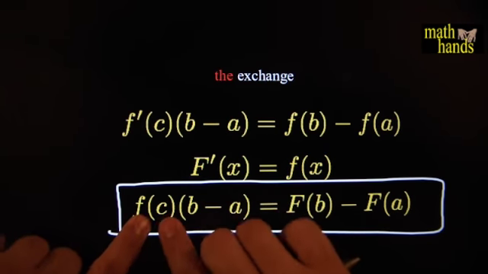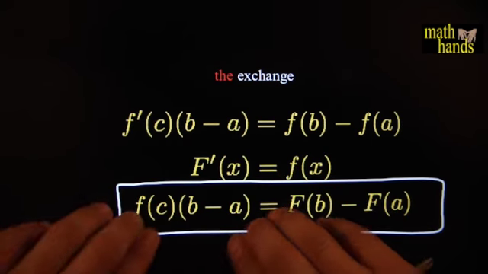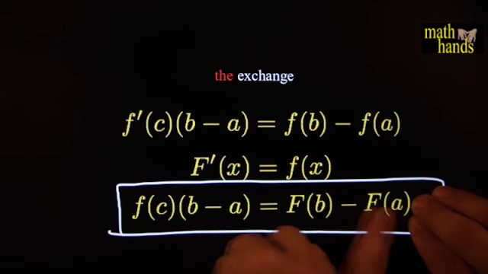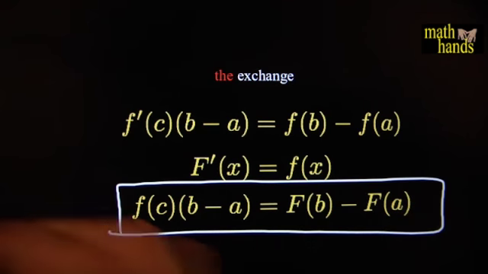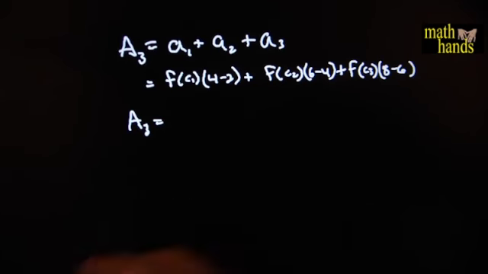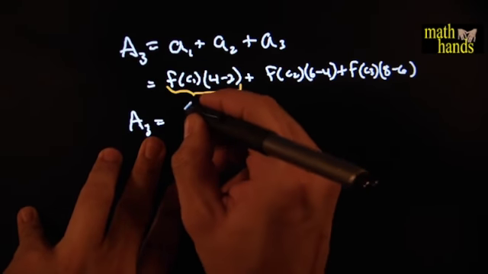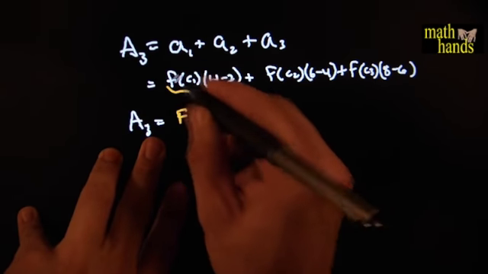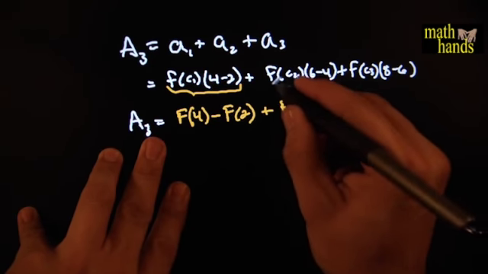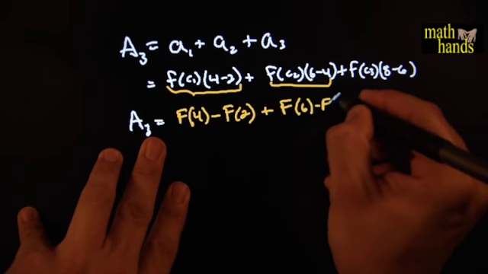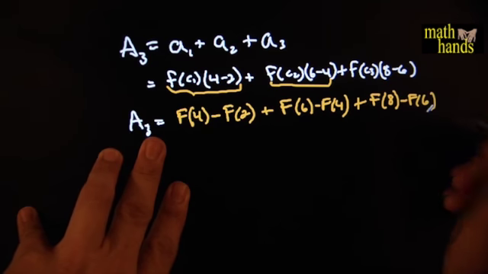Every time you've got the c chosen carefully, this quantity f of c times b minus a, which in our cases are little areas or little rectangles, can be exchanged for the antiderivative of f at b minus the antiderivative at a. Let's do it. So what does that mean for our case? This one can be exchanged. This one can be exchanged. I can exchange it for a capital F, the antiderivative, at 4 minus capital F of 2, plus this one I could exchange, capital F at 6 minus capital F at 4, plus this one I can exchange, capital F at 8 minus capital F of 6.